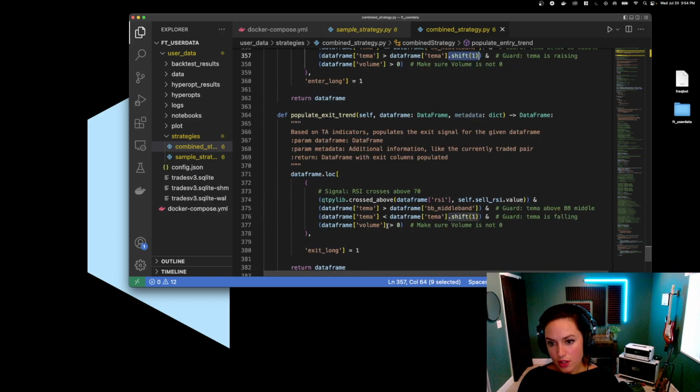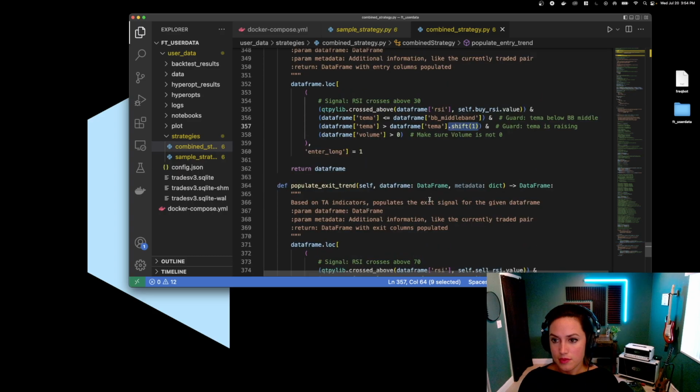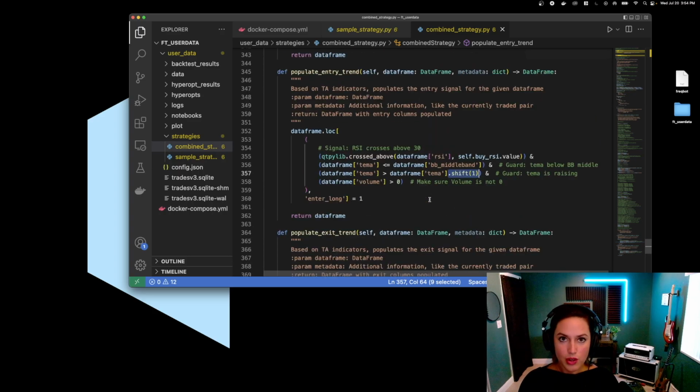And similarly for the exit trend, we have similar metrics, except that when the RSI goes above 70, that's when we need to start looking at selling. So at this point, I want to show you another strategy and how we are going to combine it with our entry and exit trends.